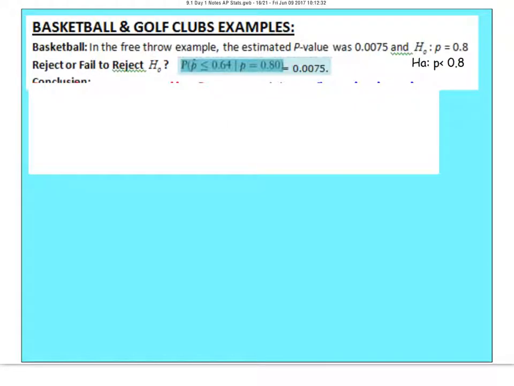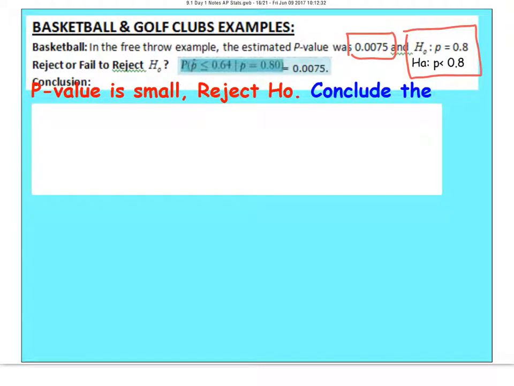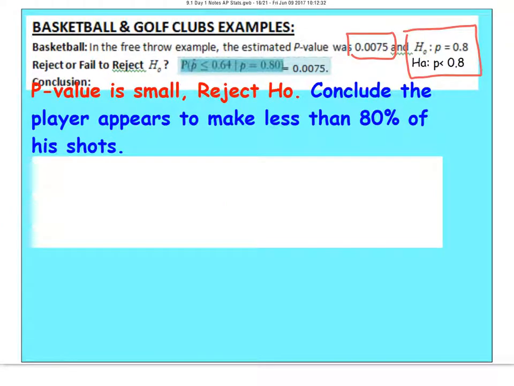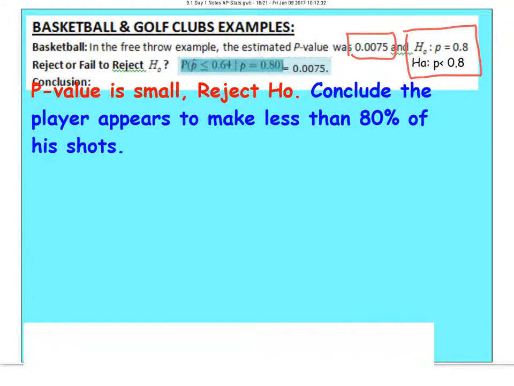Practice the conclusions. Here we're back to the basketball scenario. We know this p-value by now, right? 0.75%. We know the hypothesis that we stated and our alternative hypothesis. So what conclusion do we make? Well, this p-value here is small. So in a formal way, here's what I would say. We're always going to start off and talk about the p-value. In this case, I'm going to say the p-value is small, so I reject H sub O. Therefore, I conclude the player appears to make less than 80% of his shots. And that's how you would state this.